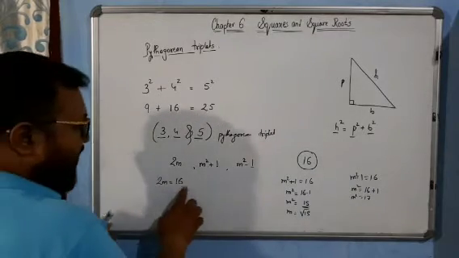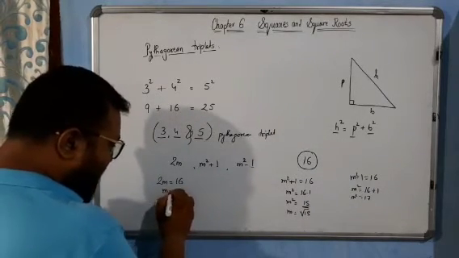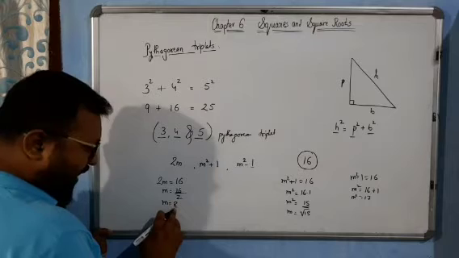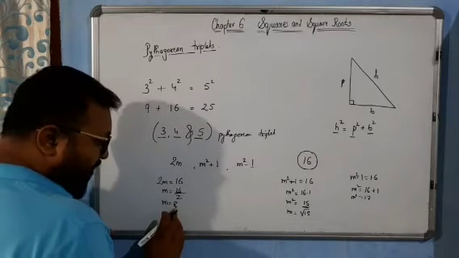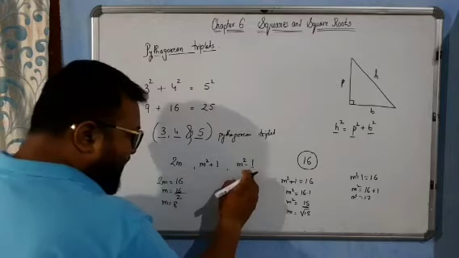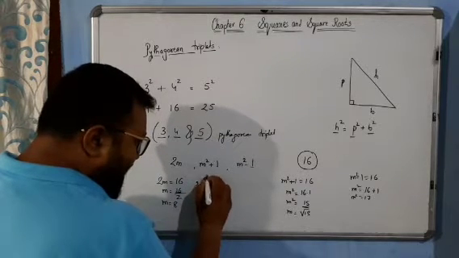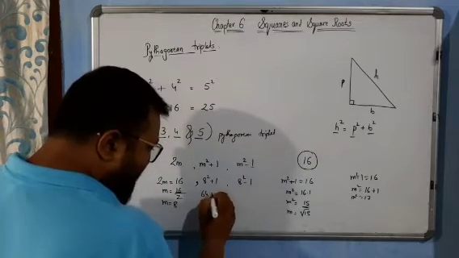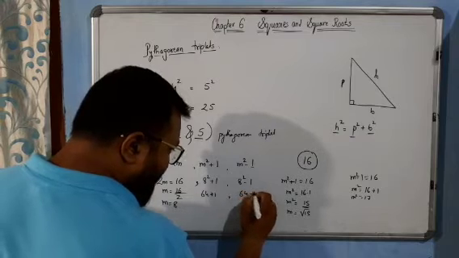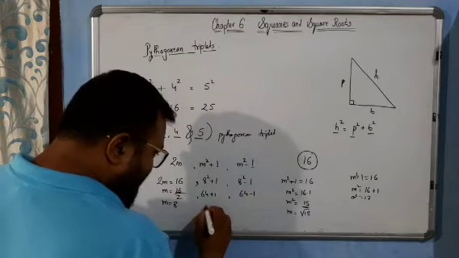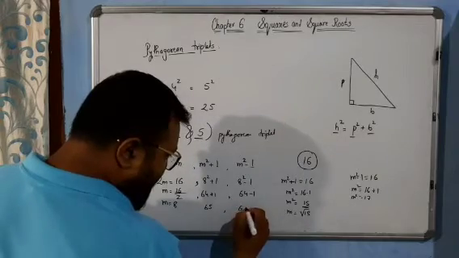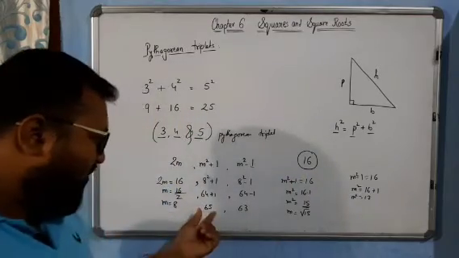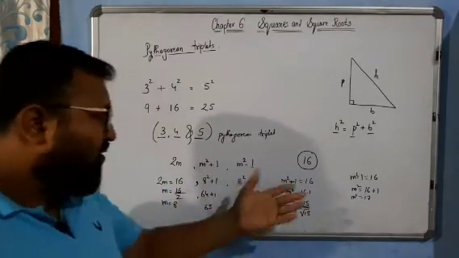You will take twice m equal to 16. In this case, m equals 16 by 2, which means m equals 8. So here m is a whole number, 8. After finding the value of m, you can find the rest of the members. Here it will be 8 square plus 1 and 8 square minus 1: 64 plus 1 and 64 minus 1. So it will be 65 and 63. So the first member was 16, another was 65, and the last was 63. In this way you can find it.